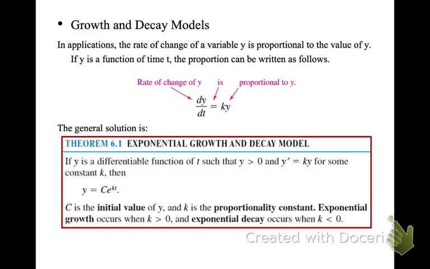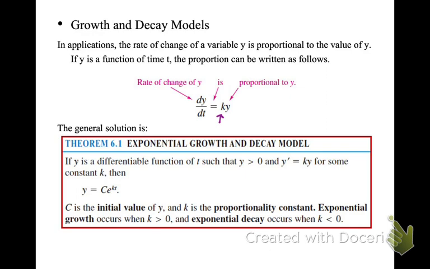Okay, so the growth model. In applications, the rate of change of a variable y is proportional to the value of y. So if y is a function of time, the proportion can be written as shown. So dy over dt, so the change in y over the change of time, is equal to k y. And k is your proportional constant, your rate of change.